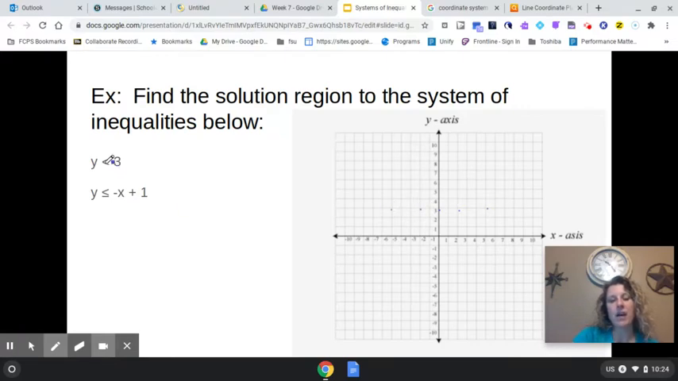If I think about the type of line that I want, it's less than, so I'd have to make it a dashed line, meaning that we're not including the points on the line. And for less than, we would shade below.